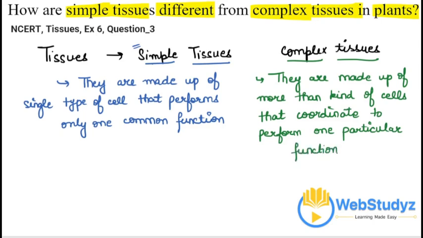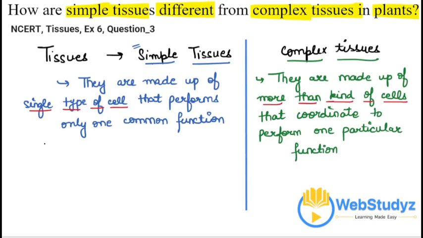So the major point of difference is that in simple tissues, only a single type of cell is present, and in complex tissues, more than one kind of cell is present. Different types of cells are present. That is the difference between the simple tissues and the complex tissues in the plants.